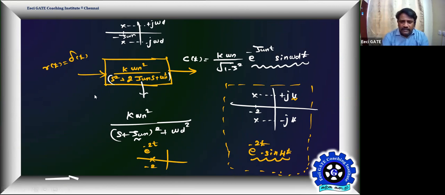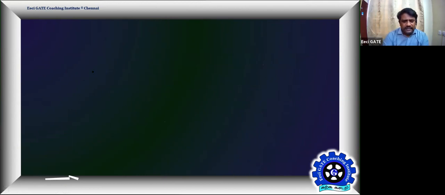Now let us plot the unit impulse response C of t. Plot the response C of t.